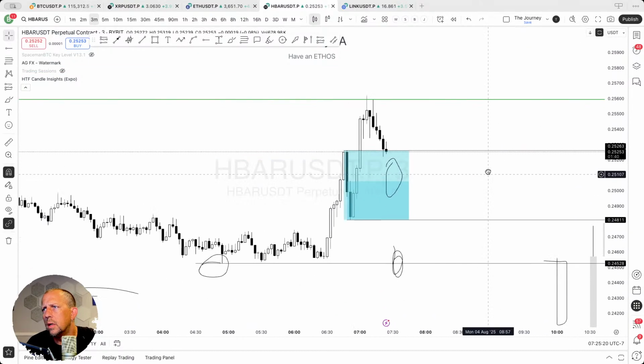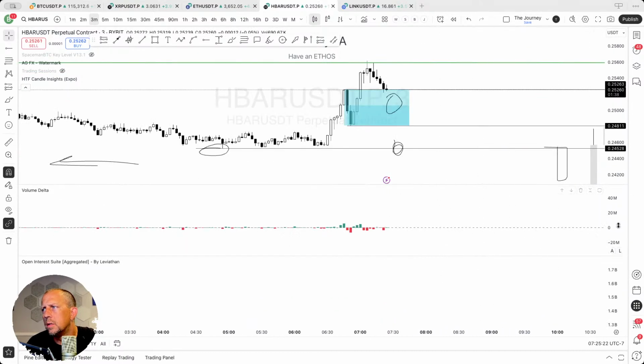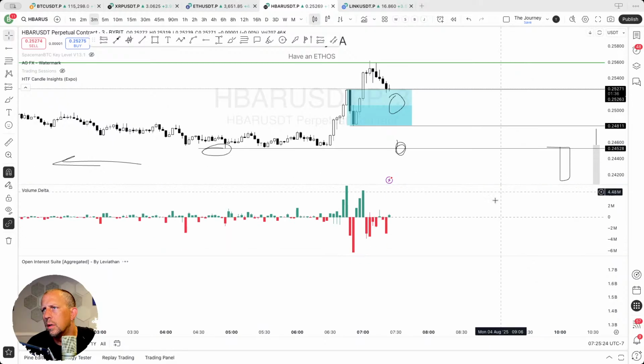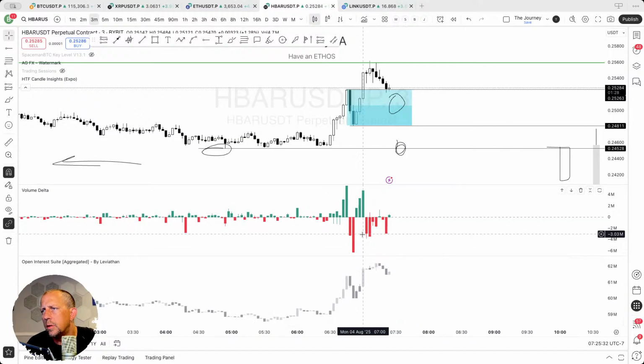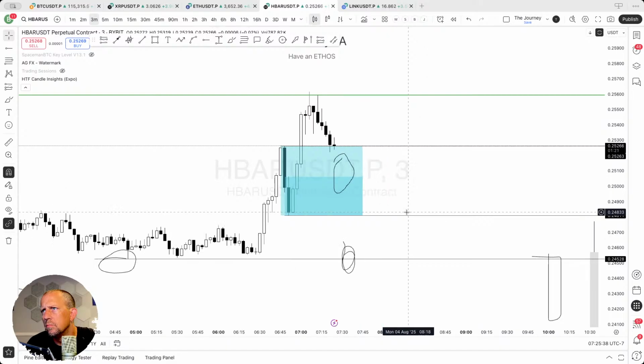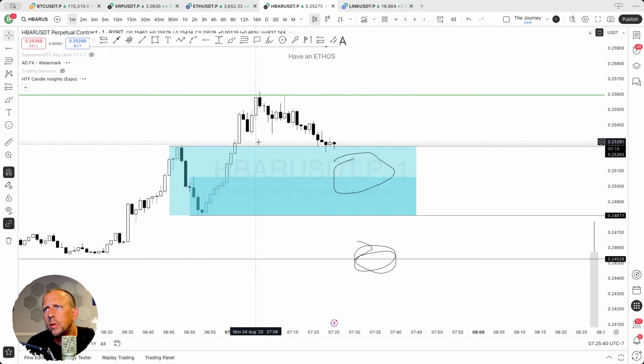Shall we consider an entry on it? Yeah, everything looks pretty bullish to me. All looks pretty bullish to me.